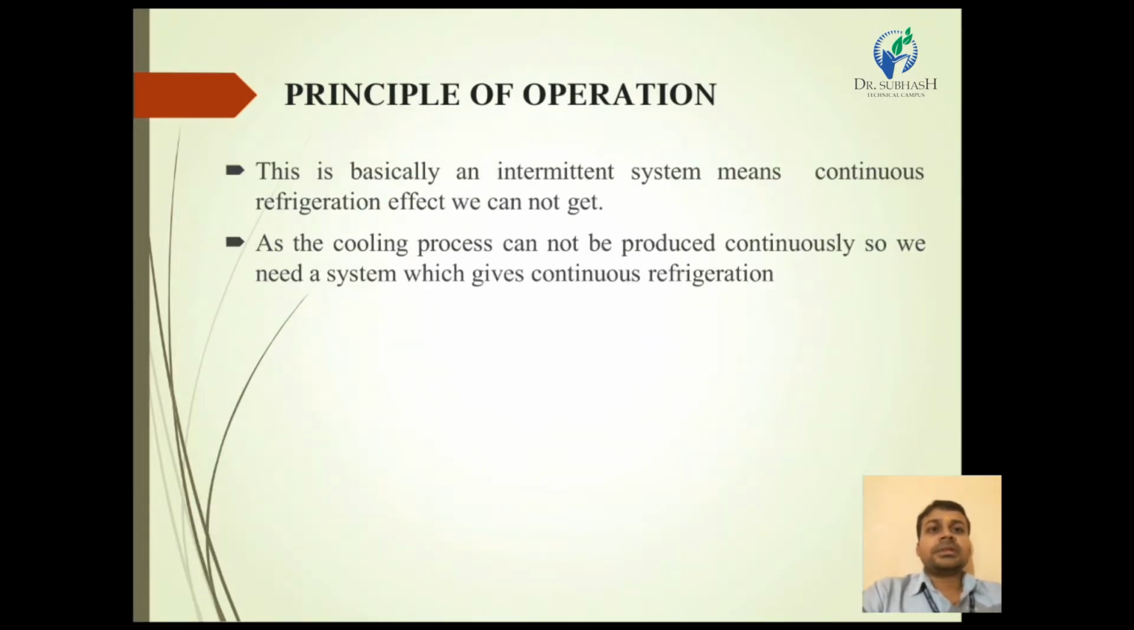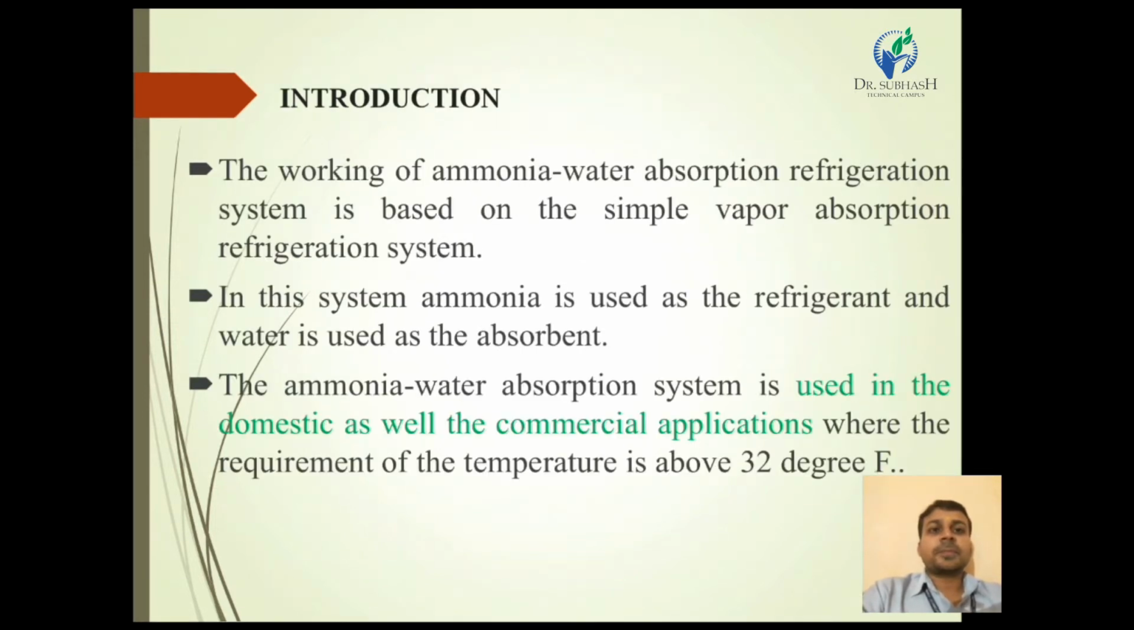Principle of this operation: this is basically an intermittent system, meaning we cannot get a continuous refrigeration effect. In a VAR system, it does not give a continuous cooling or refrigeration effect; it is an intermittent cycle. Let's go through the cooling process step by step. The cooling process cannot be produced continuously, so we need a system which gives continuous refrigeration.